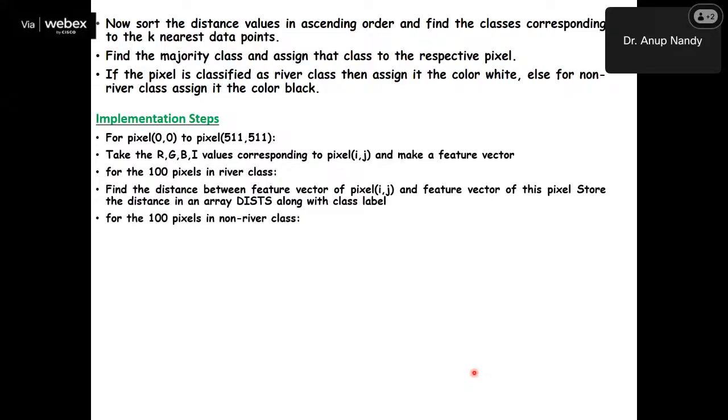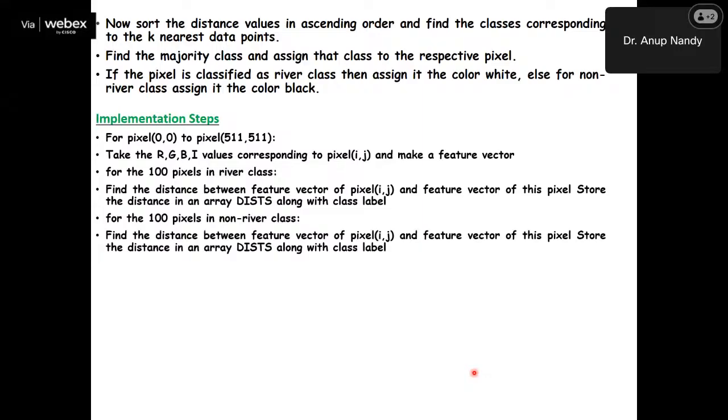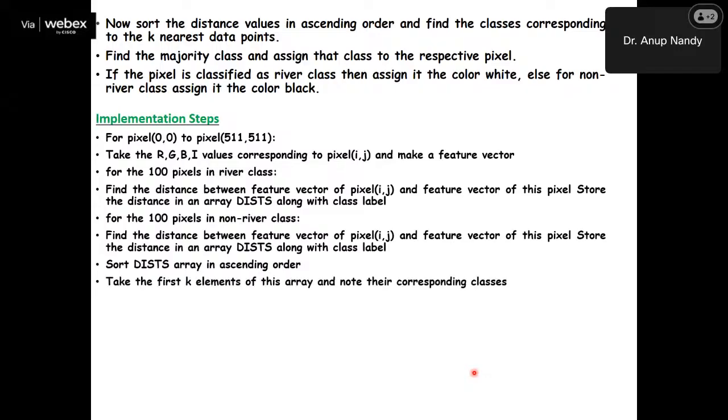Now for the 100 pixels in the non-river class, we have to use the same procedure. You apply the distance between the feature vector of pixel (i, j) and the feature vector of the pixel stored in the distance array. The same process needs to be followed, and sort the distance array in ascending order. Take the first k elements in the array and note their corresponding classes, meaning the class representatives that you could find.